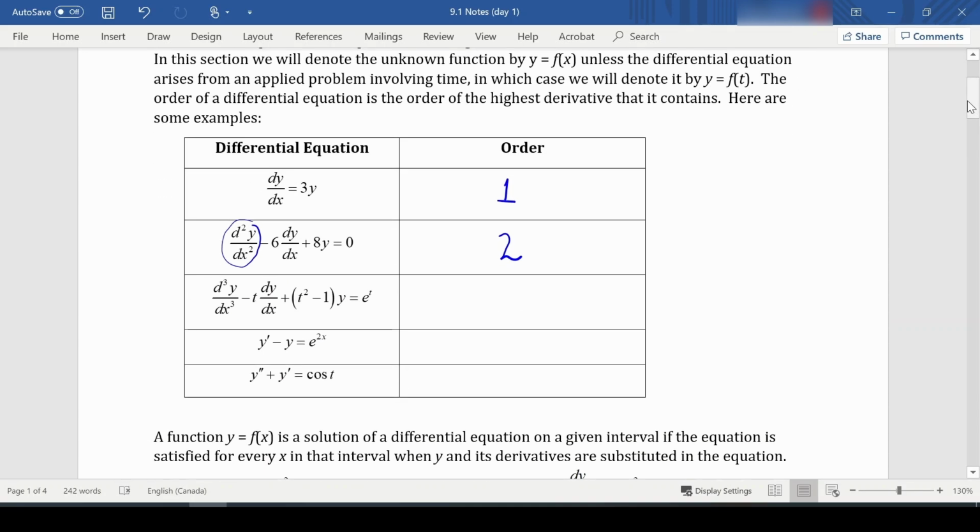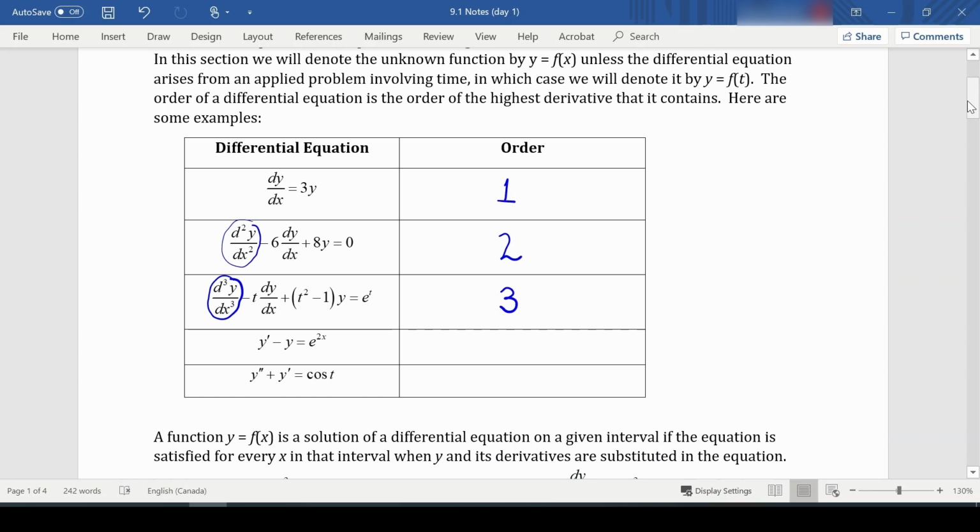The next one is a much more complicated equation: d cubed y over dx cubed minus t dy dx plus t squared minus 1 times y equals e to the power of t. This one would be of order 3 because the highest derivative we have is a third derivative.